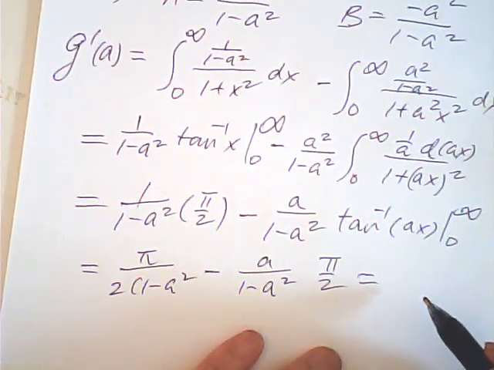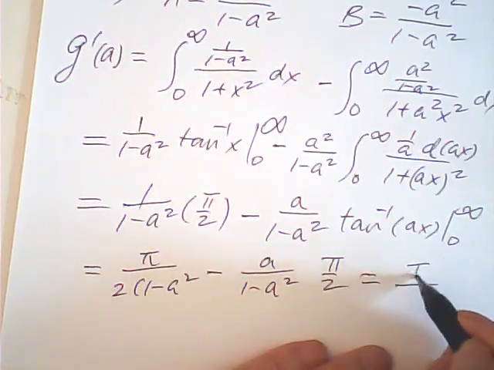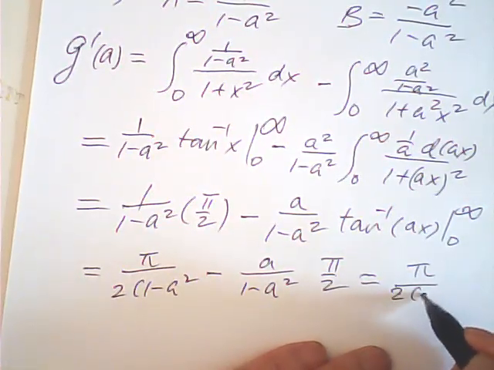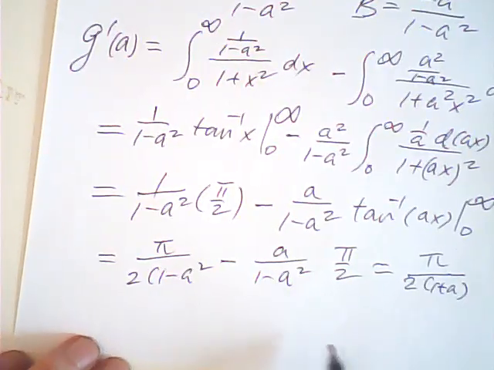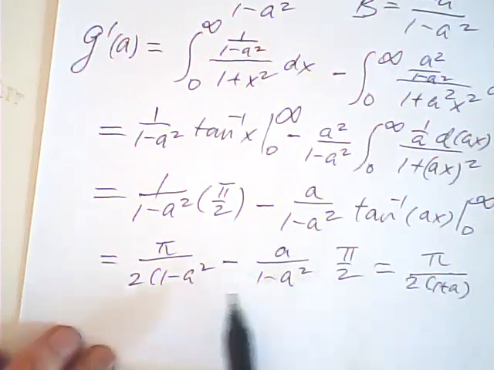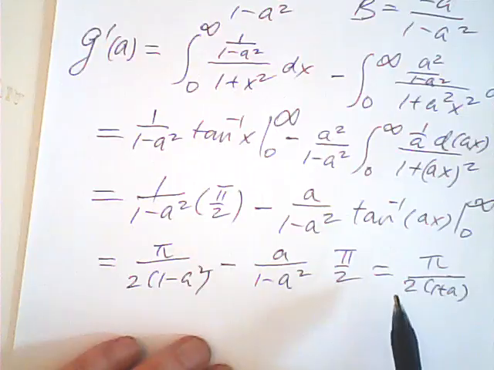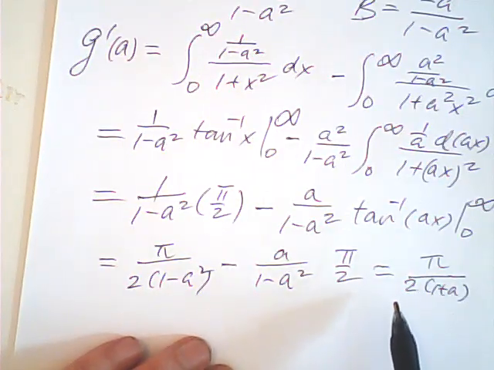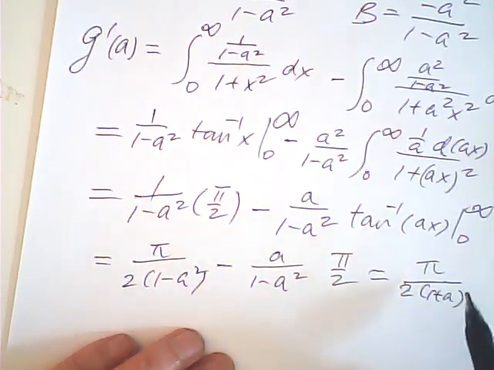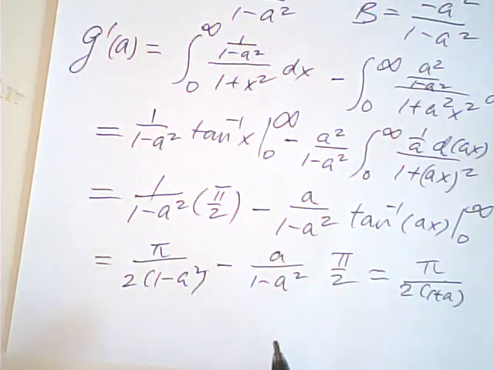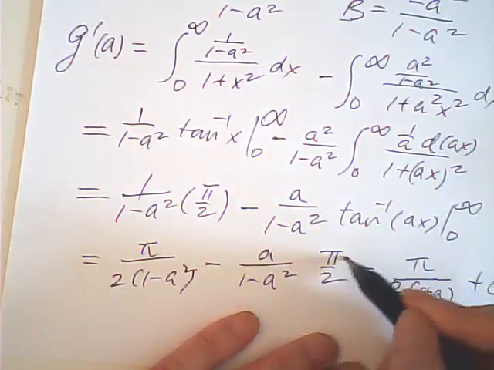So it becomes pi over 2 times 1 plus a, right? Yeah, half pi, half pi. Is that correct? Yeah, plus C. Sorry, forgot a C.